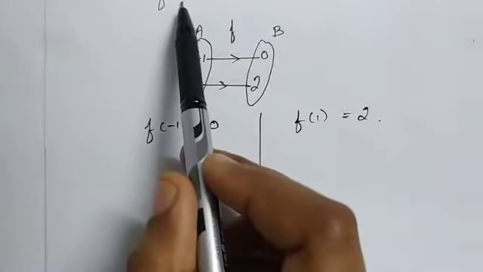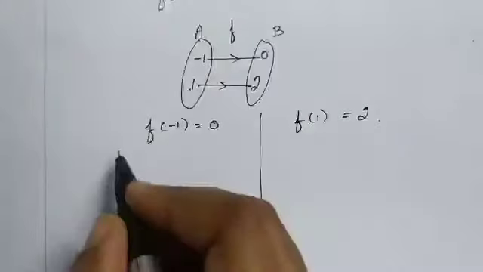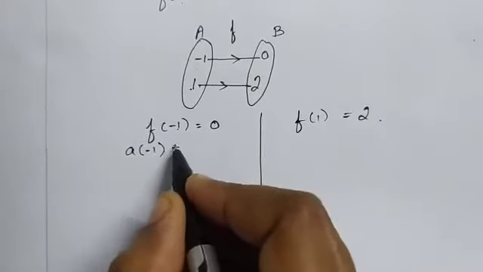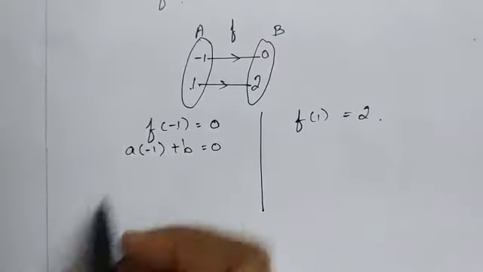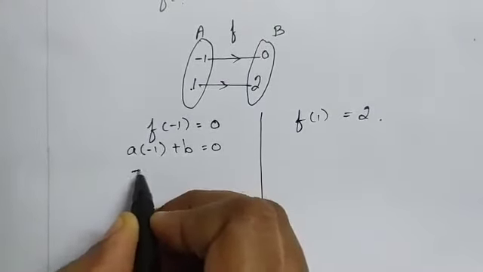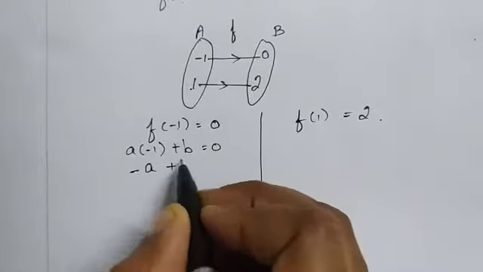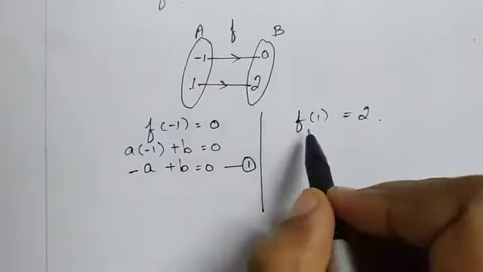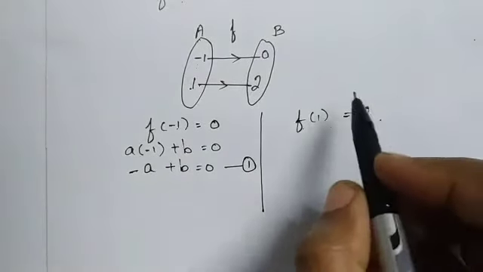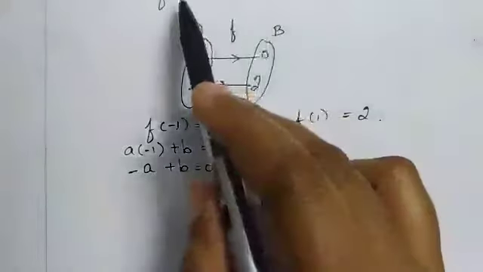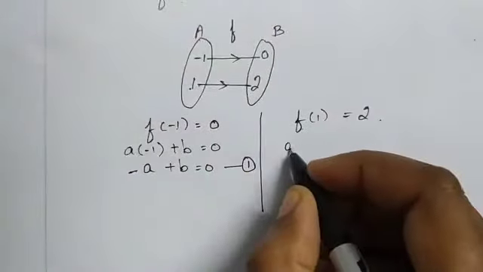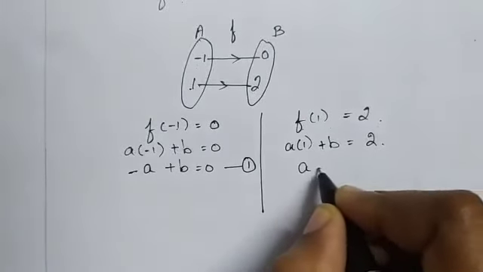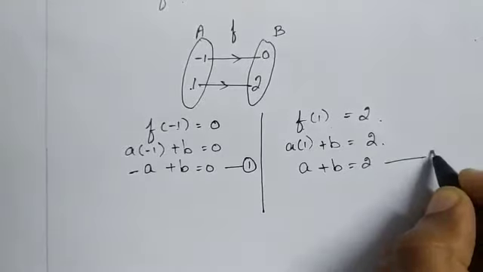What is f of x? Ax plus b. Therefore, a into x, here minus 1, plus b is equal to 0. A into minus 1 is minus 1a, otherwise minus a, plus b is equal to 0. Take it as equation 1. Now, using f of 1 is equal to 2, in the place of x you substitute 1. That is a into 1 plus b is equal to 2. A into 1 means 1a plus b is equal to 2. Take it as equation 2.